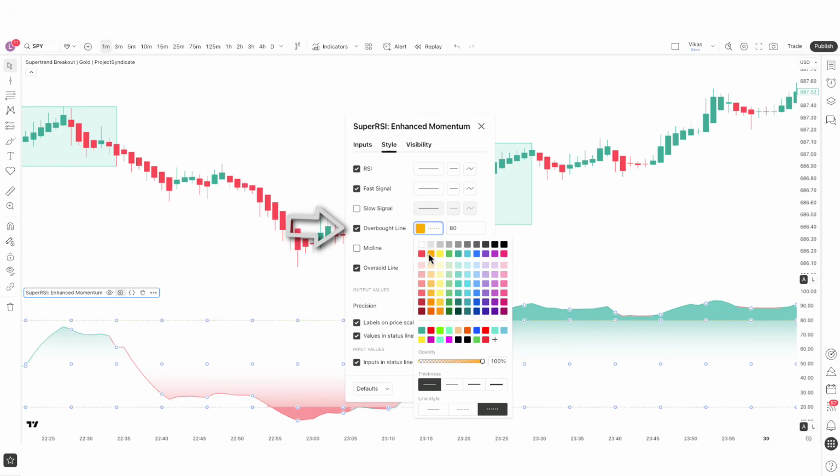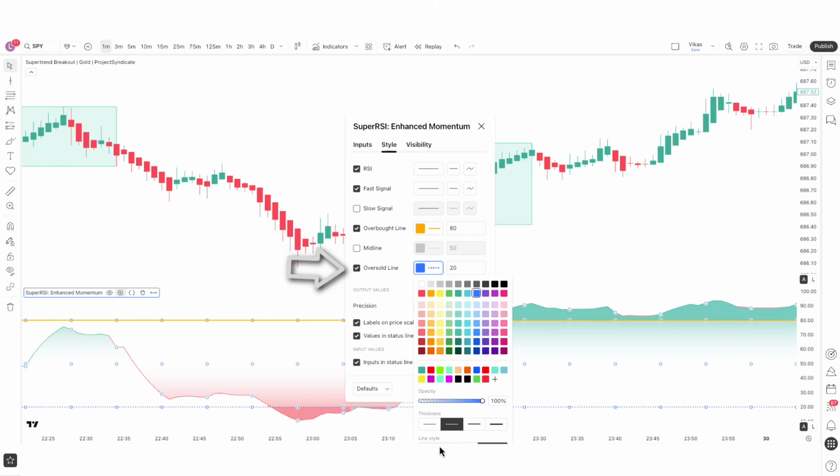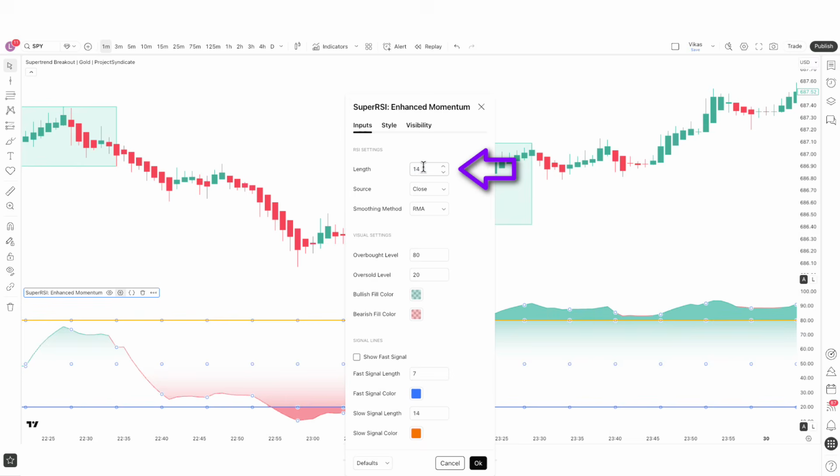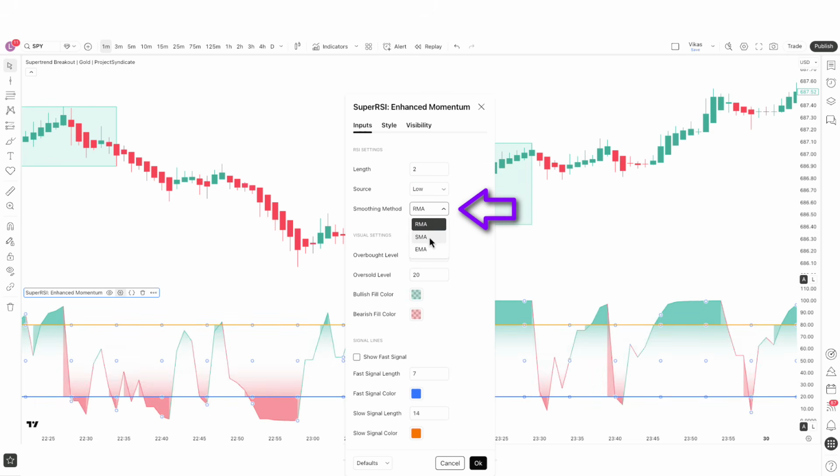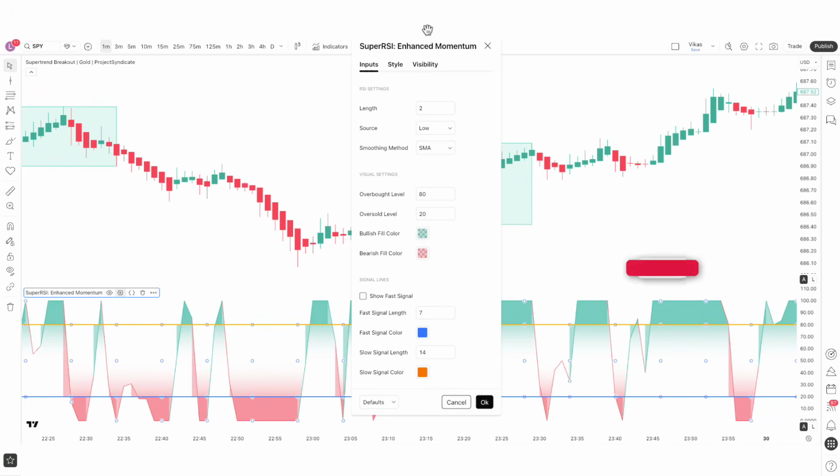Change the overbought line color from black to orange. Change the oversold line color from black to blue. Then change length from 14 to 2, and source from close to low. And then change smoothing method from RMA to SMA. And here everything is fine after that.